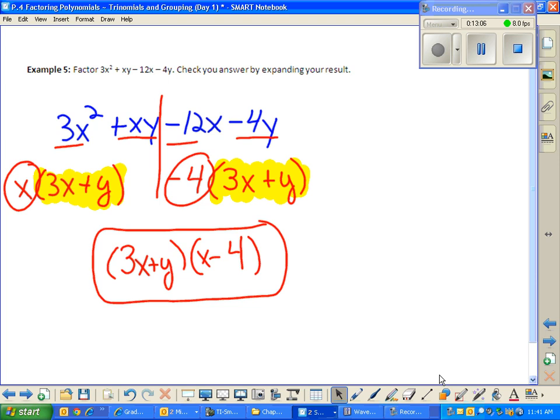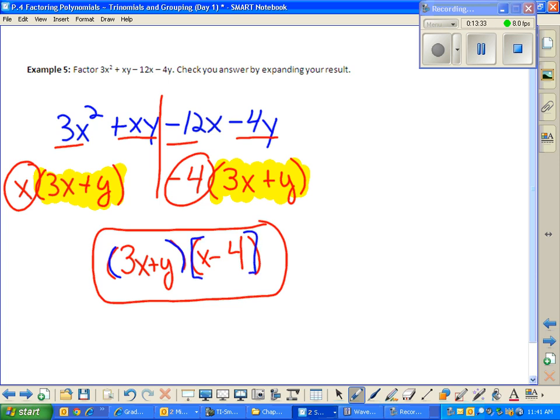For students who struggle to see why I only write the common binomial factor 1 time, do you see how I only wrote 3x plus y 1 time as my answer? I ask you to take a little bit of a different take on the distributive property. You could think of the distributive property in this way. Do you see this 3x plus y that's outside of my set of parentheses? This being my bigger set of parentheses.